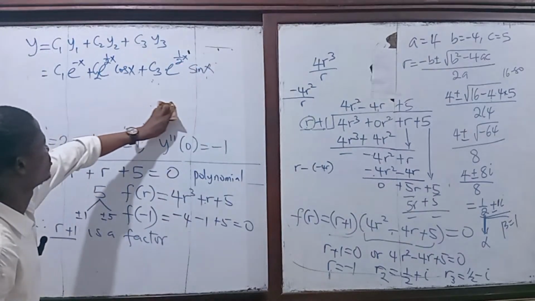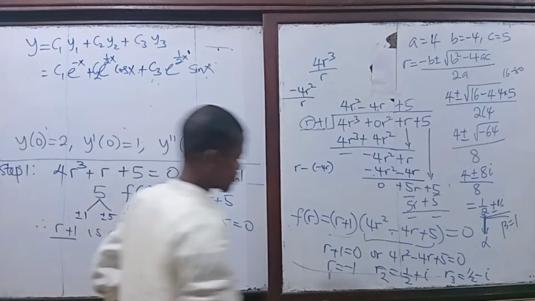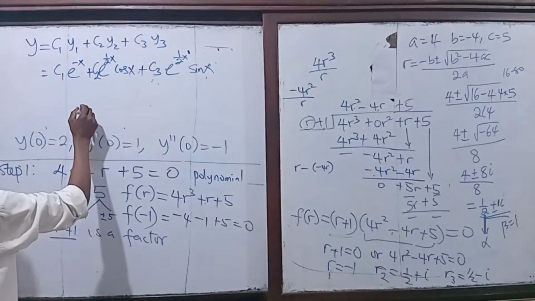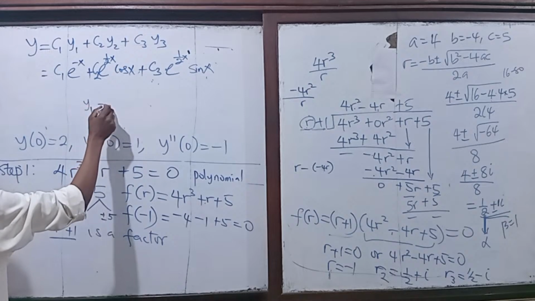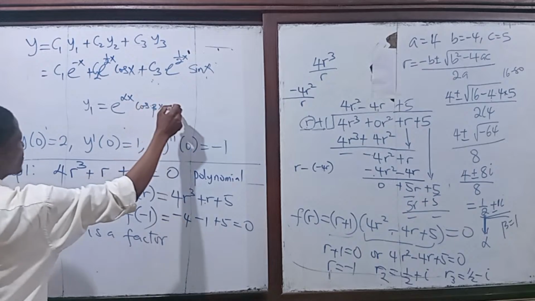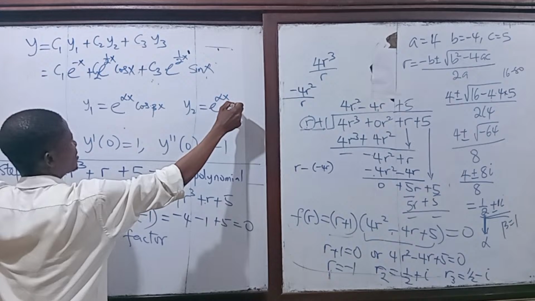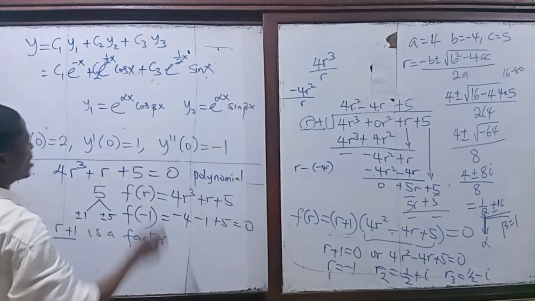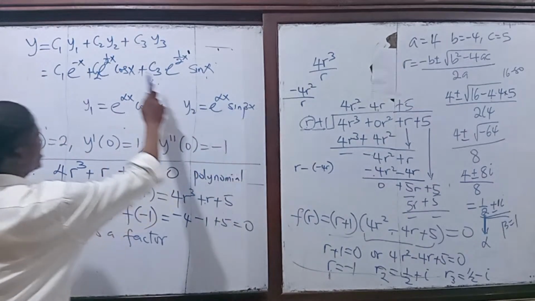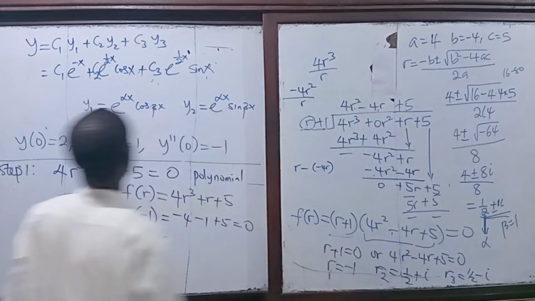Don't forget, we said when you have two complex roots, you're going to have y1 equal to e to the alpha x cos beta x, and y2 equal to e to the alpha x sine beta x. My alpha is half and my beta is 1. And that's what we have done for the roots of that equation.